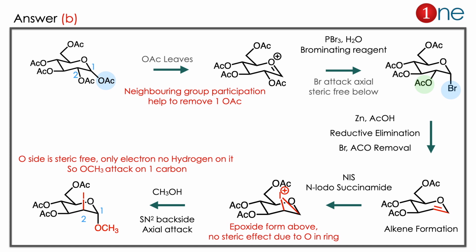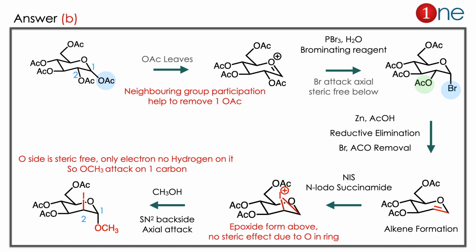Next step you are using bromination. So what really happens is the bromine replaces the acetate in that position. So Br is attached there. Here bromine favorably attacks on the trans position. So the attack is an axial attack. Then the next step here is zinc and acetic acid. So reductive elimination occurs there. So bromine and OAc are removed there. You have the double bond again.